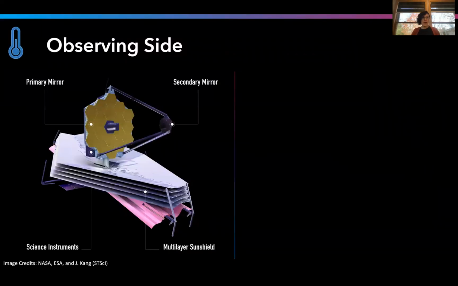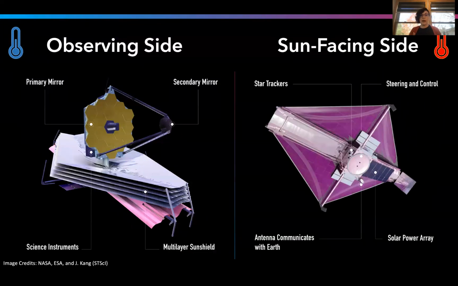The observing side, where there is the primary mirror that consists of 18 hexagonal gold-coated mirrors, the secondary mirror, and the science instruments, are all kept at negative 400 Fahrenheit, while the side that is facing the sun is at 260 Fahrenheit. So there is more than 660 Fahrenheit degrees of difference between the sun-facing side and the observing side. This difference in temperature is achieved using the sun shield. The 5 layers that constitute the sun shield are very effective in dispersing the heat and in cooling down the telescope.